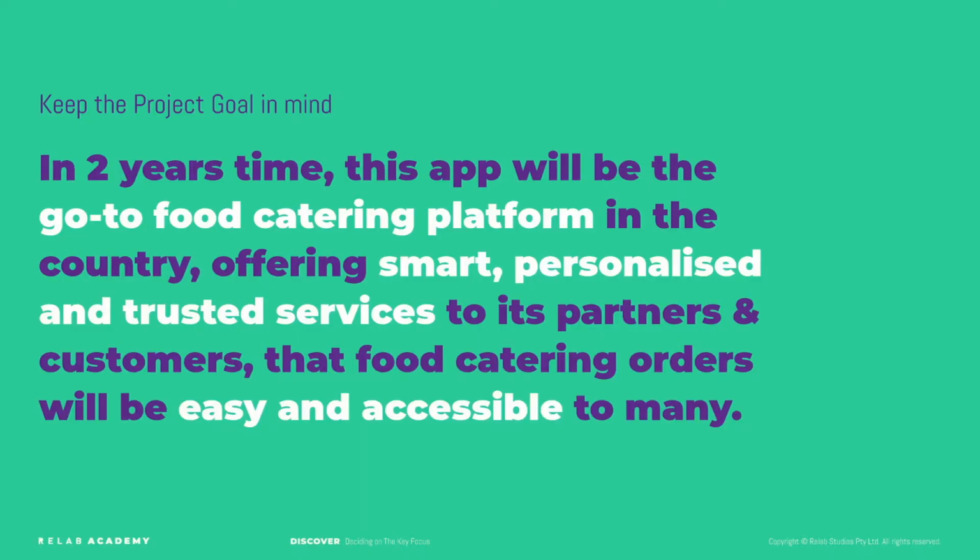The next thing that you need to keep in mind as well is the project goal. If you haven't seen this before, go back and have a look at writing a specific project goal. But the project goal that we have here is, in 2 years' time, this app will be the go-to food catering platform in the country, offering smart, personalized, and trusted services to its partners and customers so that food catering orders will be easy and accessible to many.